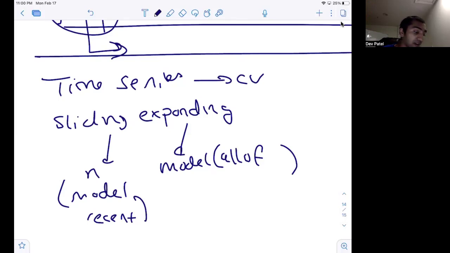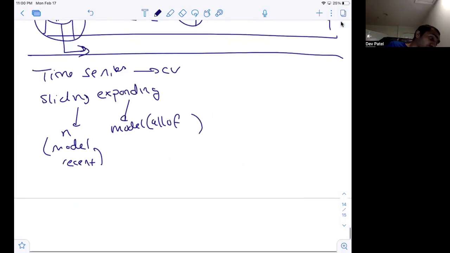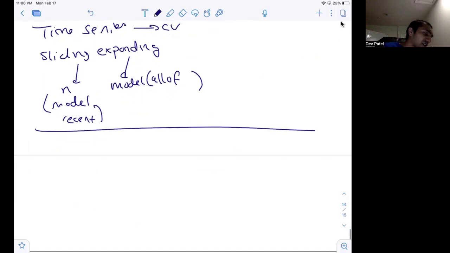Both of these methods have their pros and cons. One of the disadvantages of this method is that because we're only using a portion of the training data, it may fail to capture a lot of the long-term trends. You may think, hey, we're still modeling, we still have a train and test.